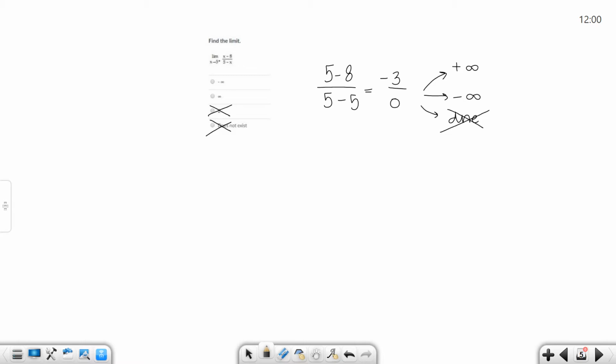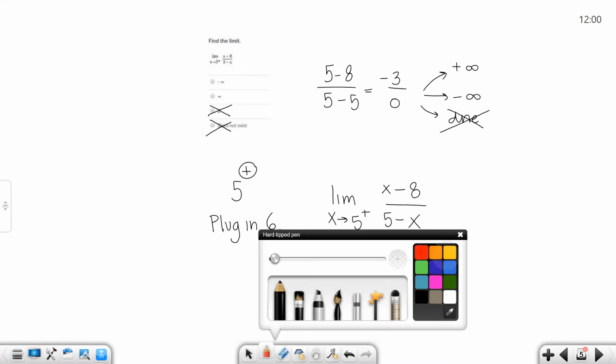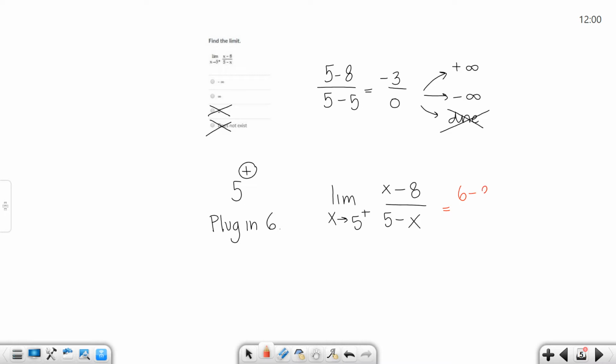The way that we pick which one it is, we're going to plug in something on this side of 5. So something on this side of 5 would be 6. So we're going to plug in 6 to determine the sign. Okay, when I plug in 6, I get 6 minus 8 over 5 minus 6. That's a negative 2 over a negative 1, and two negatives make a positive 2.